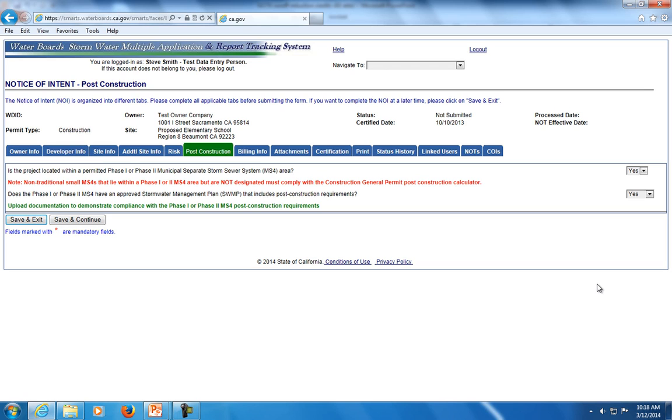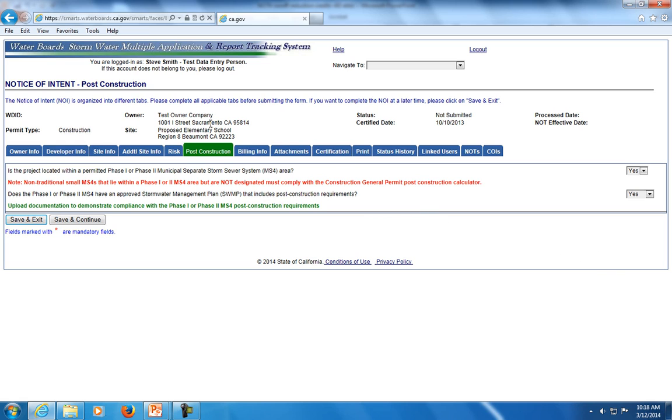Okay, so at this point we're going to go into the water balance calculator. The screen that you see right now is what you get when you log into SMARTS, under the construction permit. This is all under the notice of intent interactive screen in the first menu. What I've done here is pulled up the tabs that apply to construction permits.